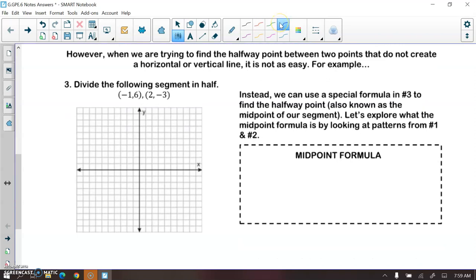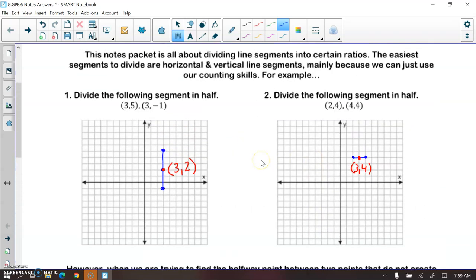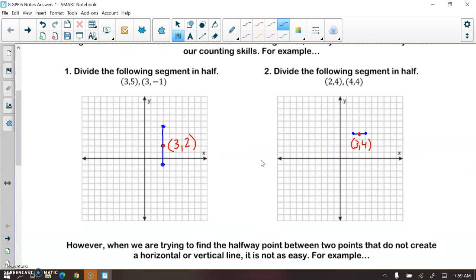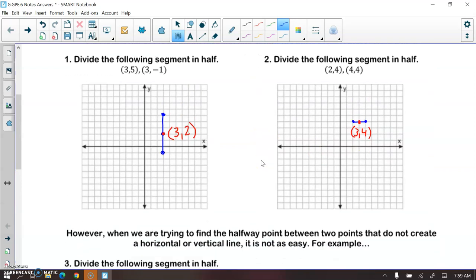For example, if I graphed the point (-1, 6) and the point (2, -3), we can't use our counting skills to find the halfway point between these 2 points on the line segment. So it's not as simple. We need a formula to help us divide that line segment in half, and that's going to be called the midpoint formula. Now let's look back at number 1 and number 2 and see what happened to help us find the formula.